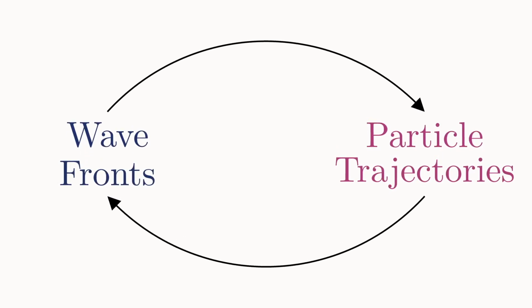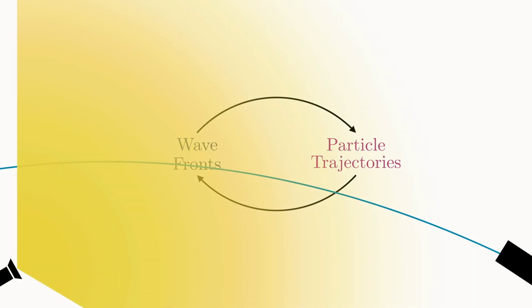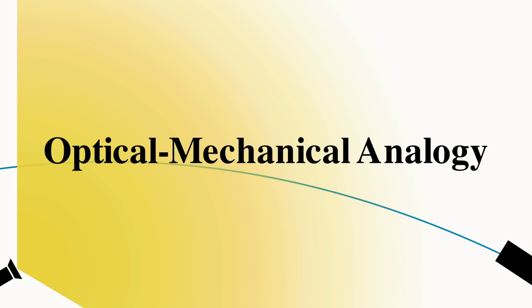Not only that, he was able to show that both mechanics and optics contain this same type of duality under a single framework now known as Hamilton's optical-mechanical analogy. The analogy goes like this. Suppose you shine a beam of light. There are two ways we can describe this motion.